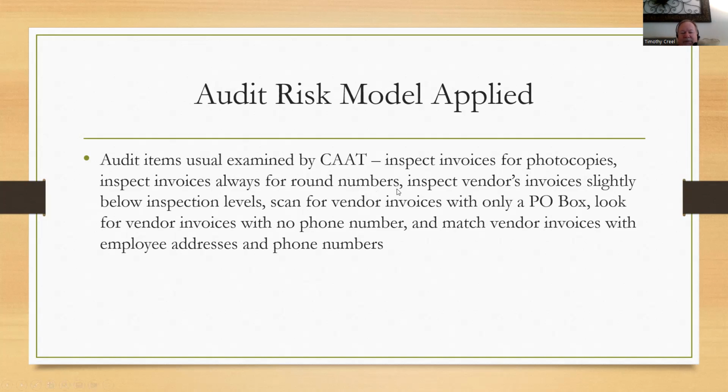Inspect invoices for always round numbers or even numbers. Again, fraudsters have been found to tend to use more even numbers with their invoices. Inspect vendors' invoices slightly below inspection levels. So, what if you, as an auditor, will only inspect invoices over $5,000? Then you want to run something that looks at any invoices over 3,000, to see if there are a lot of invoices just under your threshold for inspection.